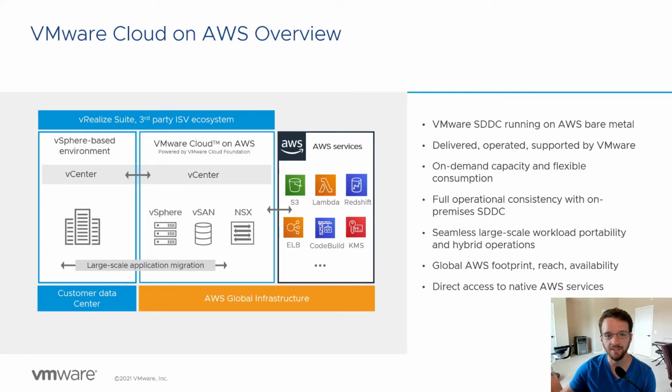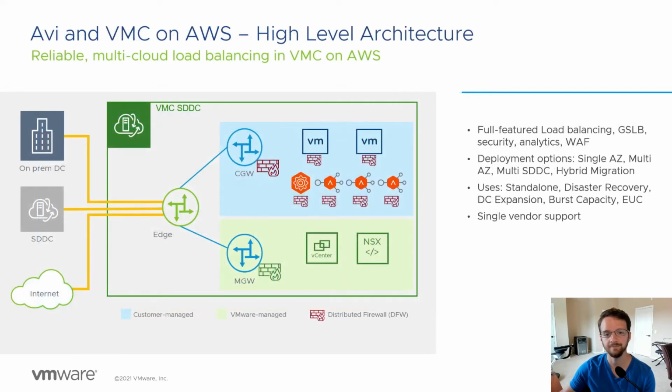VMware Cloud on AWS integrates VMware's compute, storage, and network virtualization products like vSphere, vSAN, and NSX-T, along with vCenter for management and robust disaster protection, and optimizes it to run on dedicated, elastic Amazon EC2 bare metal infrastructure that is fully integrated as part of the AWS cloud. VMware SDDC runs on AWS bare metal and is sold, operated, and supported by VMware and its partners. So that's VMC and AWS.